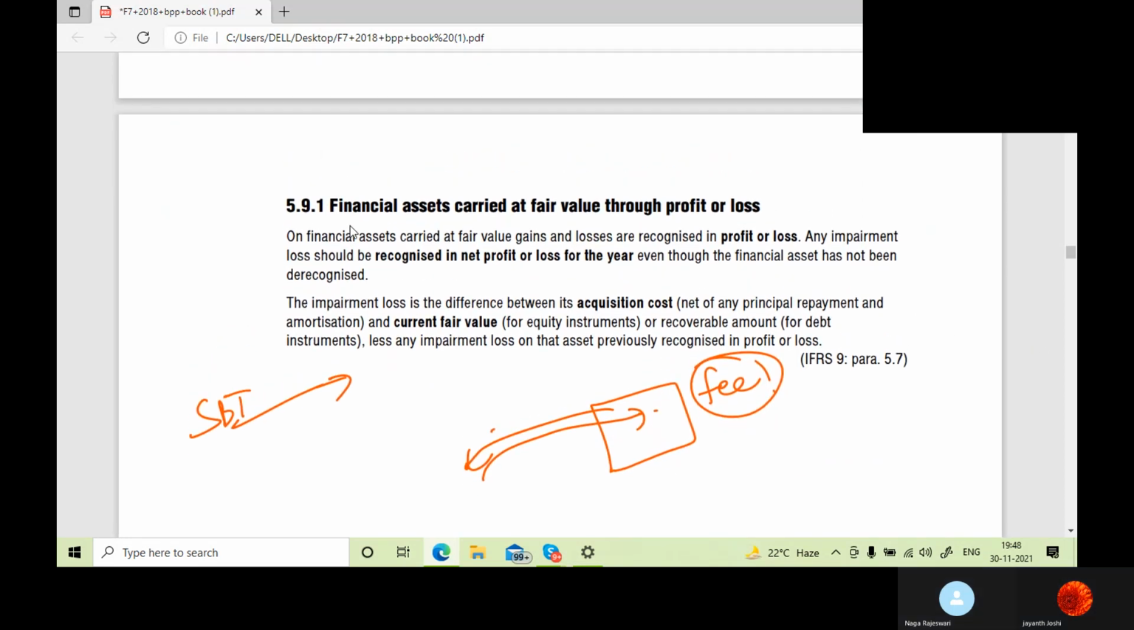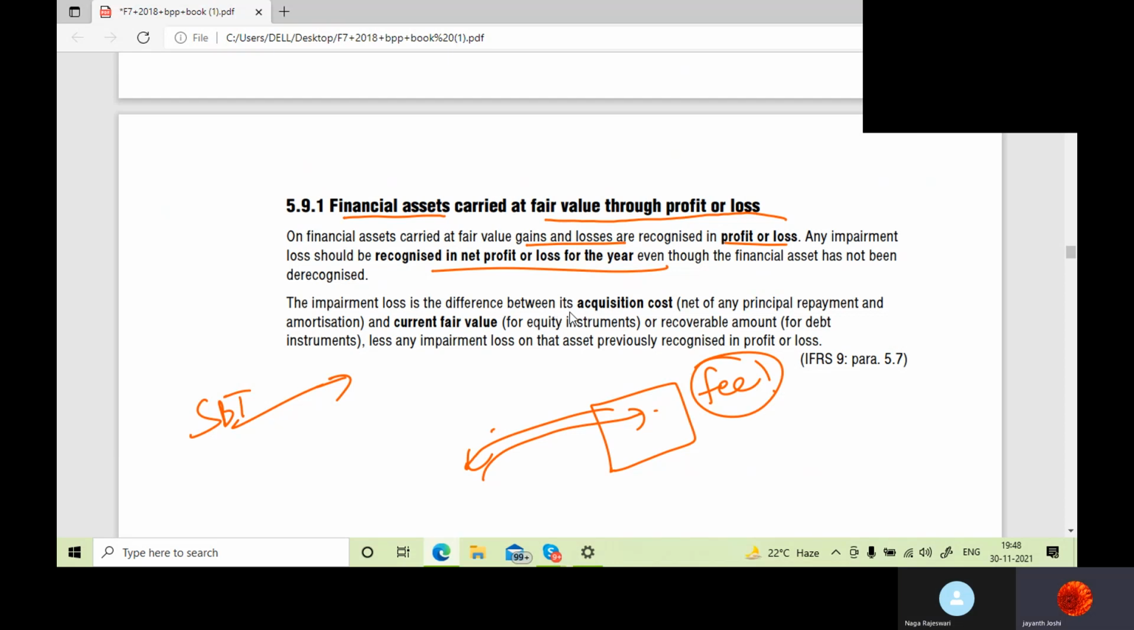I think we have almost done financial assets carried at fair value through profit or loss. This is trading securities. One small point on financial assets carried at fair value: gains and losses are recognized in P&L. Already we discussed, and impairment should also be recognized in P&L.